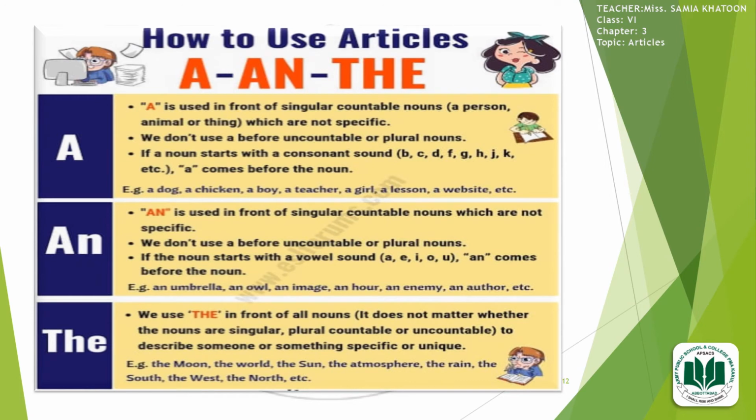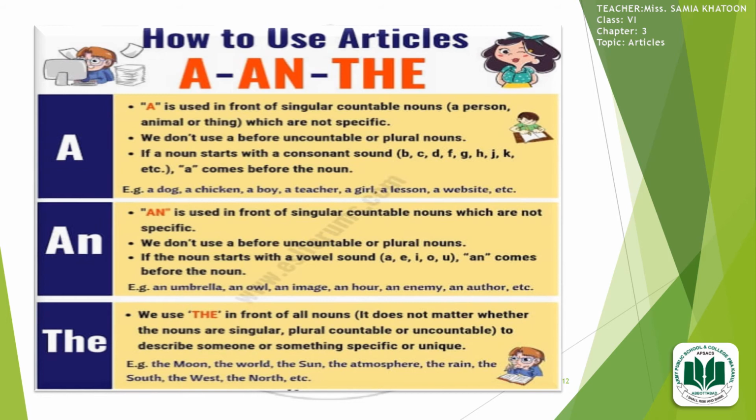Let's see the usage of articles in this way once more. First is a. A is used in front of singular countable nouns, and those nouns can be a person, animal, or anything which is not specific. We don't use a before uncountable or plural nouns. If a noun starts with a consonant sound, a comes before the noun.